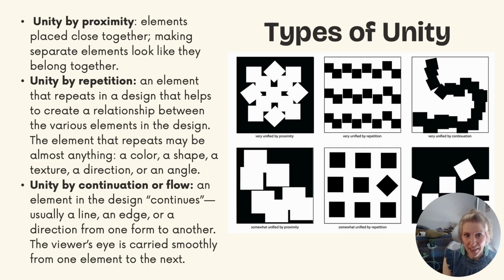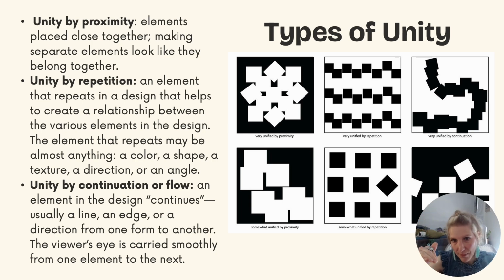Unity by repetition is when an element repeats in a design that helps to create a relationship between the various elements in the design. The element that repeats may be almost anything: a color, a shape, a texture, a direction, or even an angle. That center top and bottom square is unity by repetition. The top, again, is very unified.